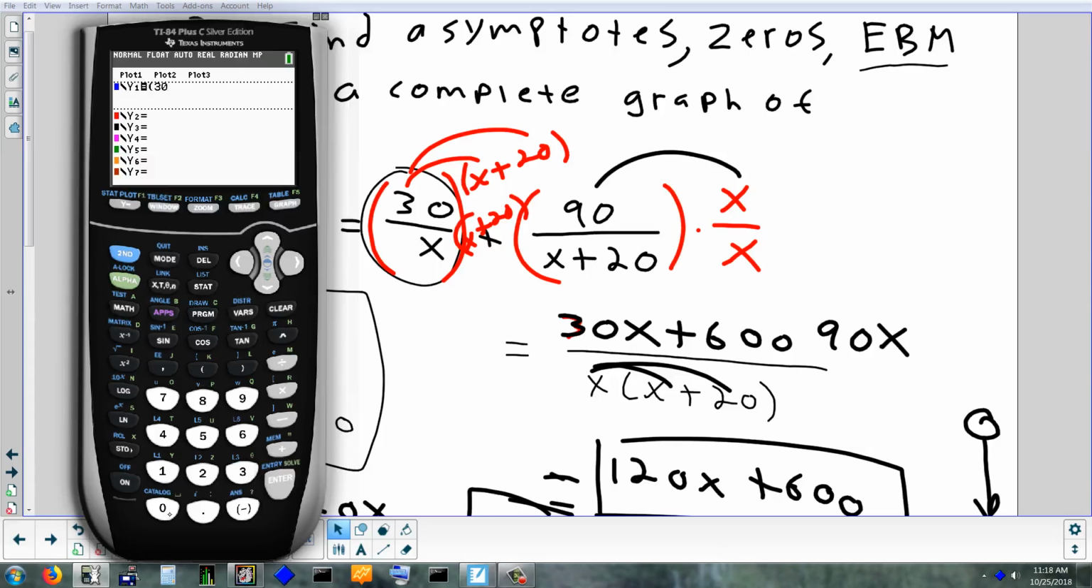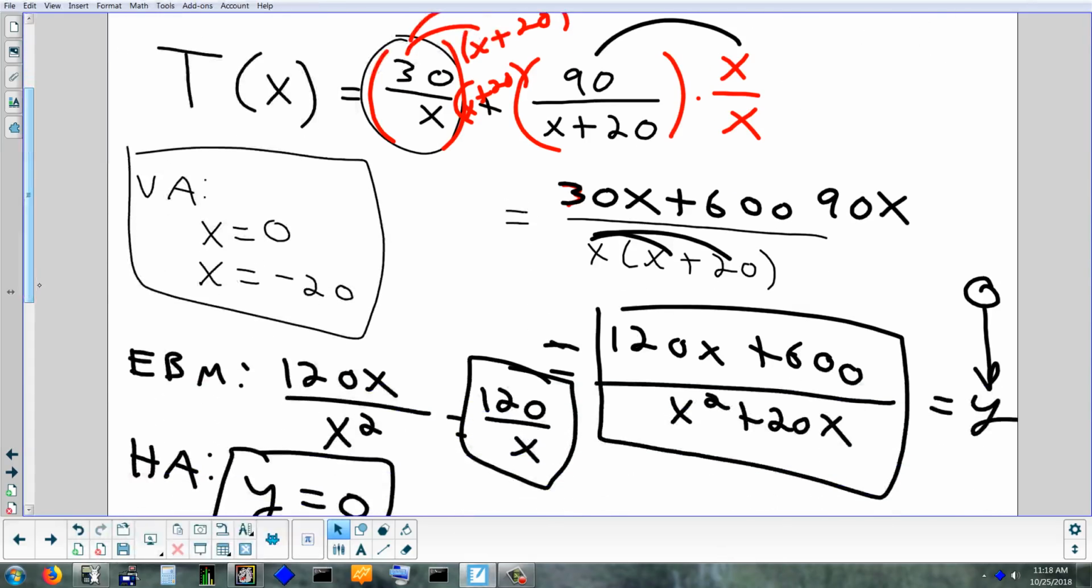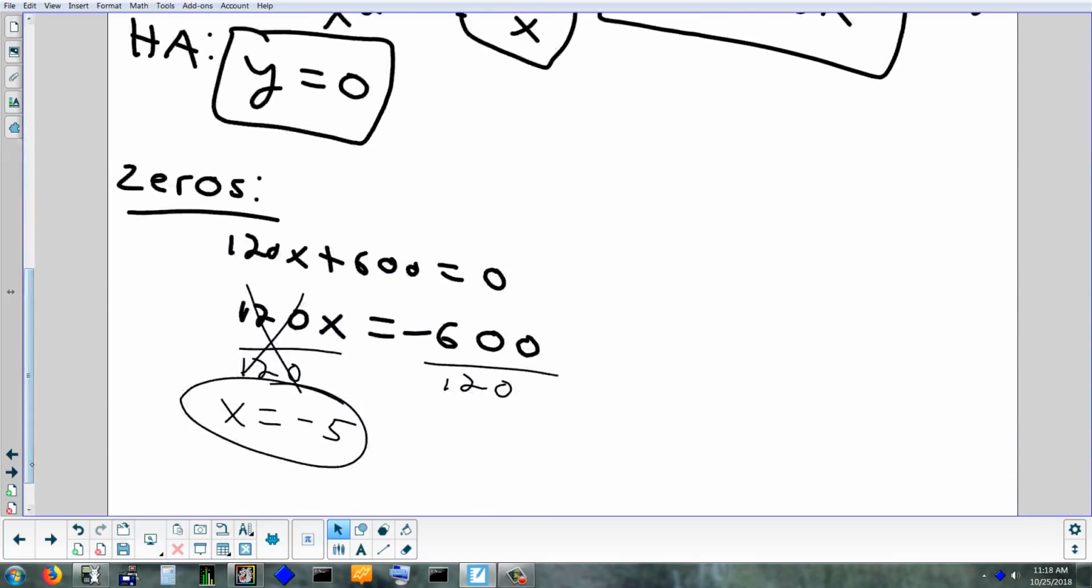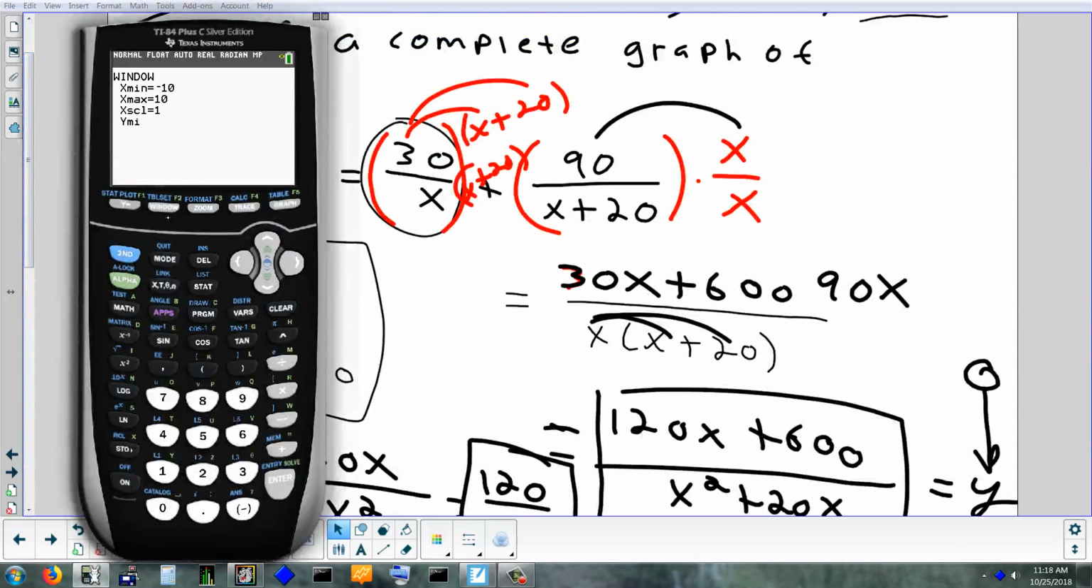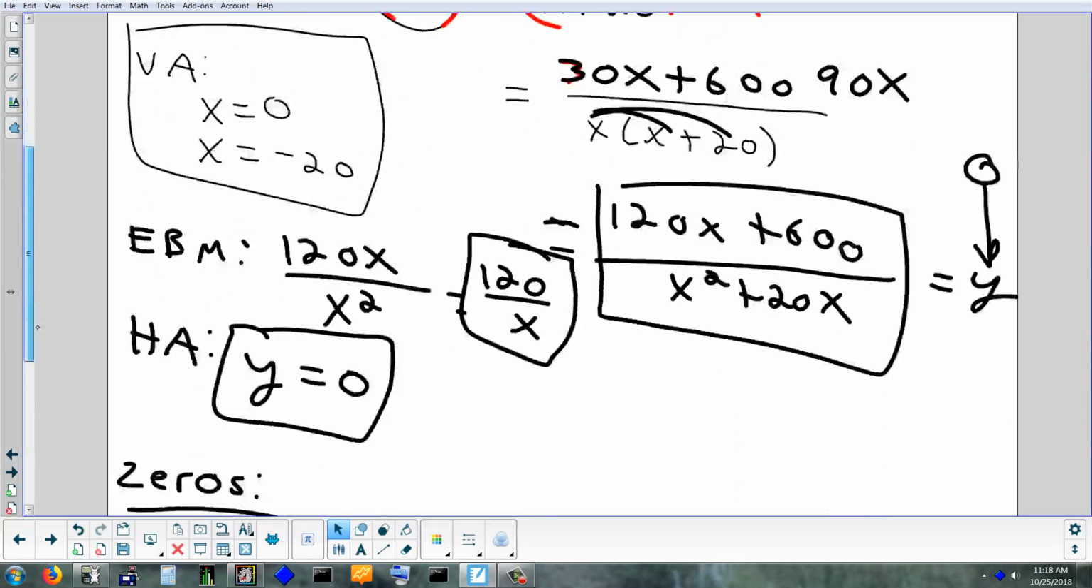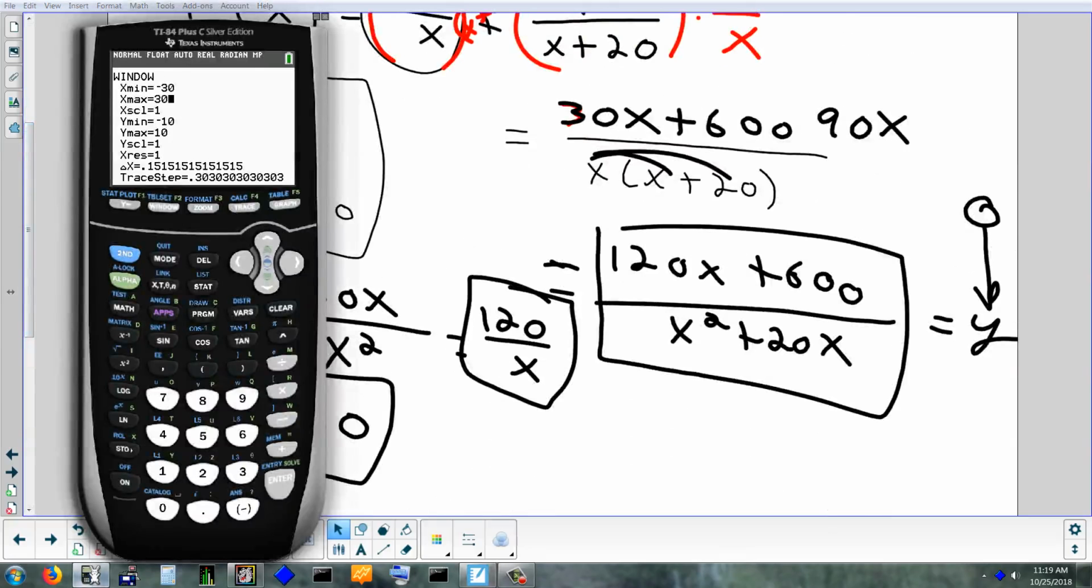Let's start with 30 over x plus 90 divided by x plus 20. Okay, and I would put in the parentheses just like that. I'm going to go back and look. So I'm going to go at least to negative 30 on my x-axis. That'll cover the root as well. Let's go negative 30 to 30. Try that. Horizontal asymptote is at 0, which is included with negative 10 to 10. So let's just try it like that.